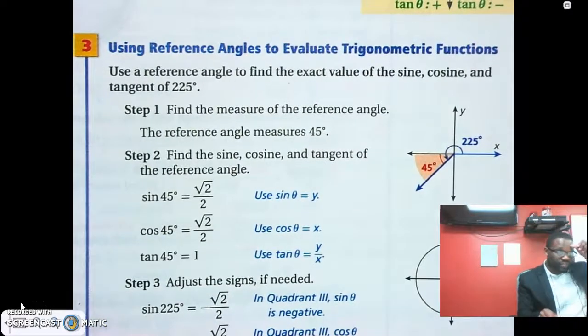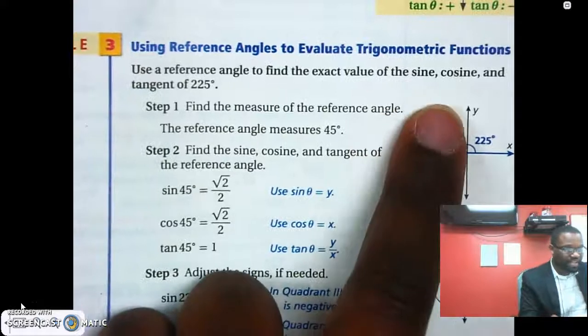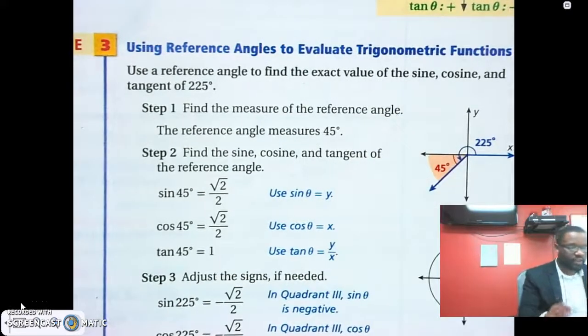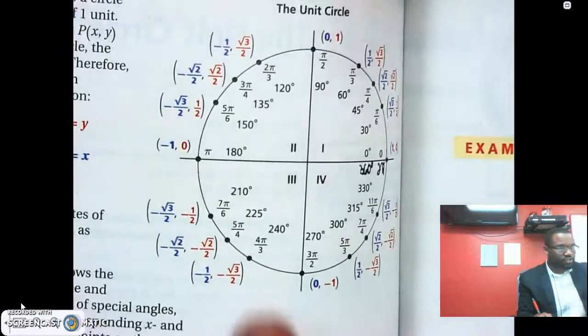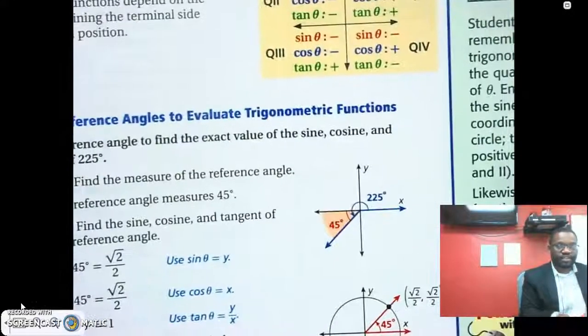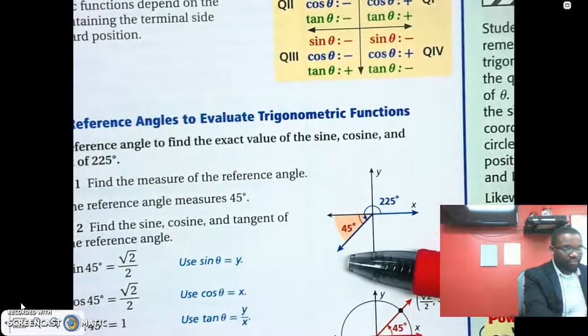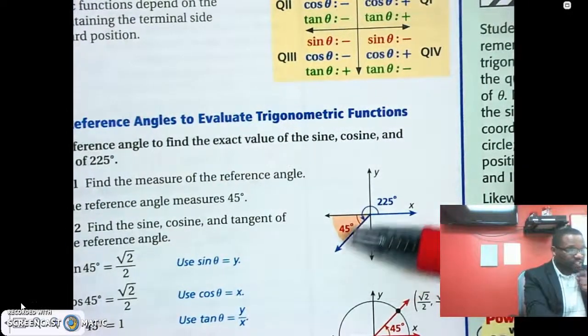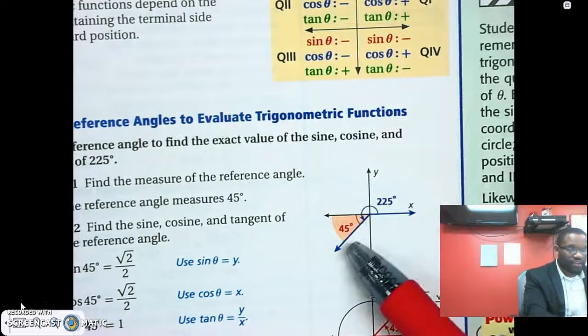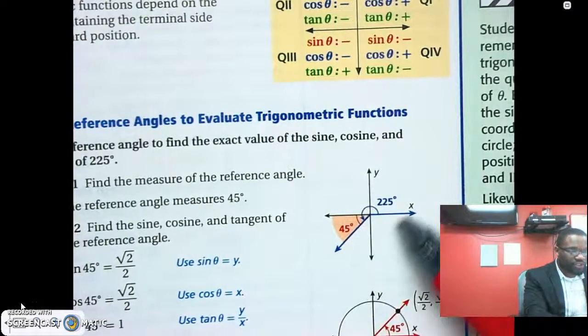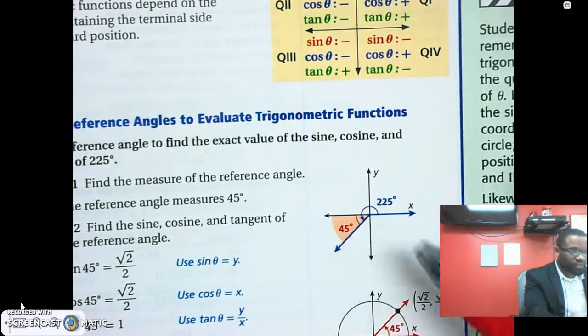It says use a reference angle to find the exact value of sine, cosine, and tangent of 225. So when we go looking at angle 225, if we look at our unit circle, angle 225 degrees is right here. And notice what they've done. You go all the way around to 225. Remember, a reference angle is the shortest distance to your x-axis. Going around this way would not be the shortest distance. Only this would be the shortest distance.